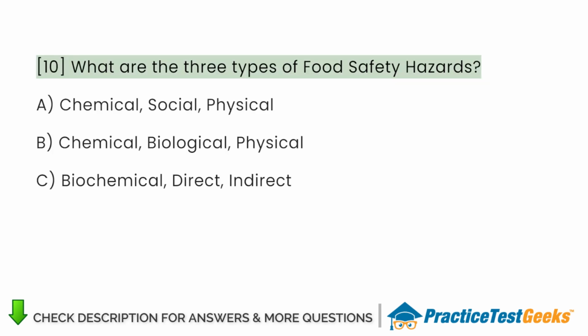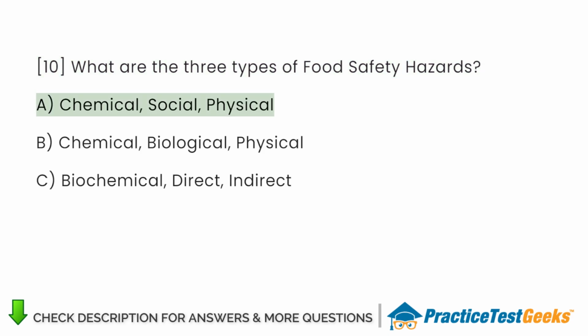What are the 3 types of food safety hazards? A. Chemical, social, physical. B. Chemical, biological, physical. C. Biochemical, direct, indirect.